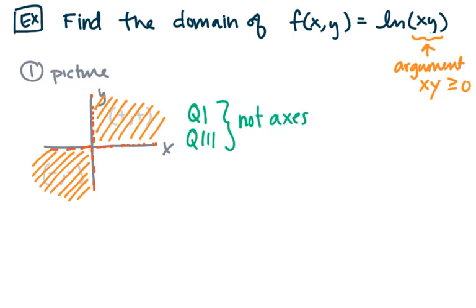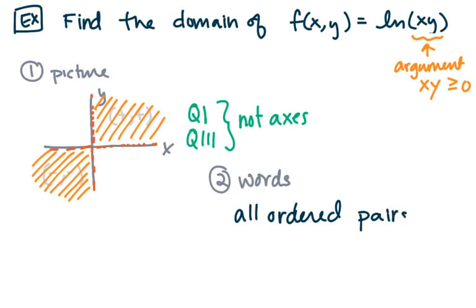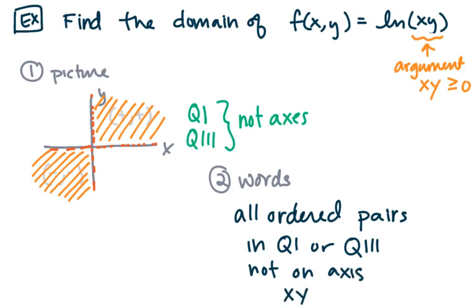So the other way we could say this would be with words. And so this would be all ordered pairs in quadrant 1 or quadrant 3, and not on the axes, where x times y is greater than 0.